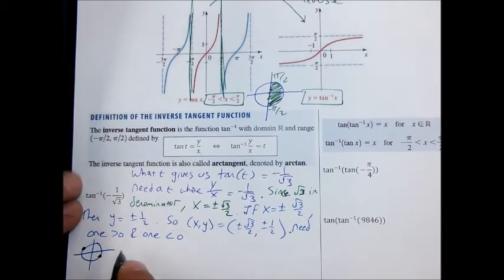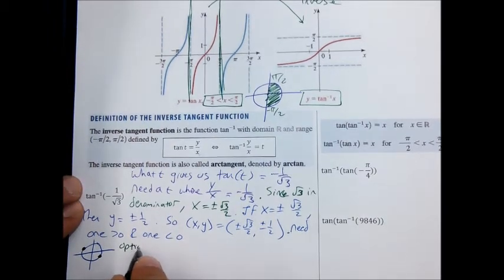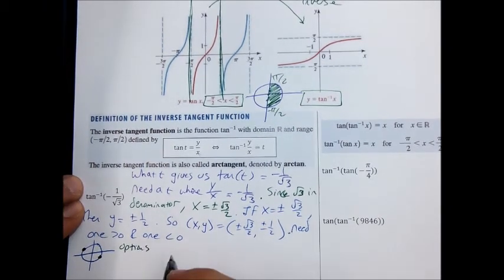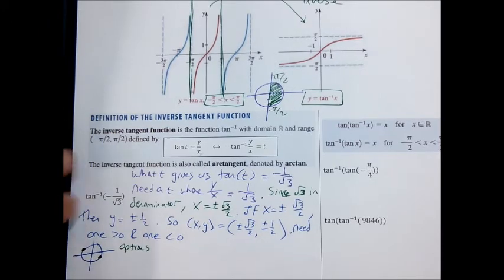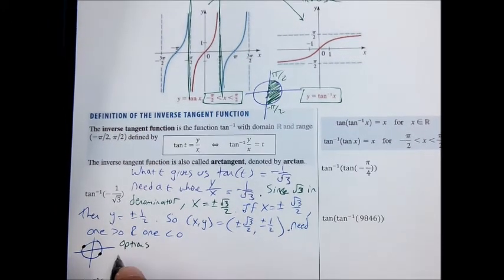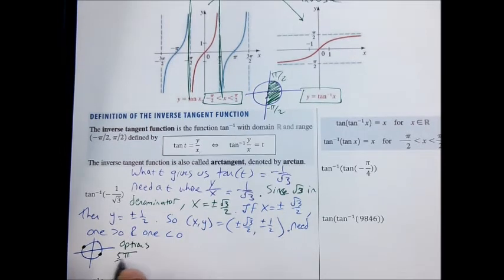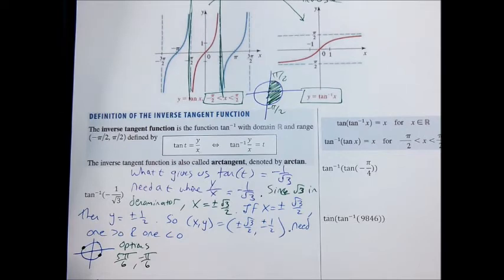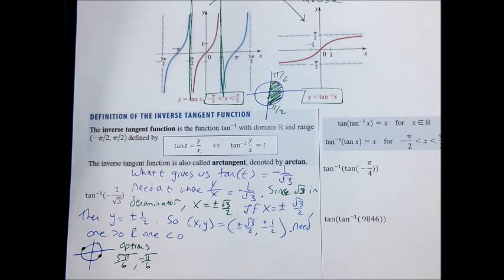And so our options are, well, there's lots of options, but the straightforward ones are going to be 5 pi over 6, or maybe minus pi over 6. And we want to choose the one that's between minus pi over 2 and pi over 2. And so which one is that?